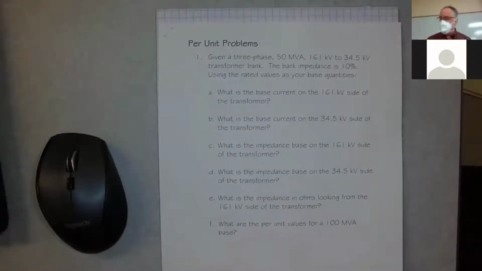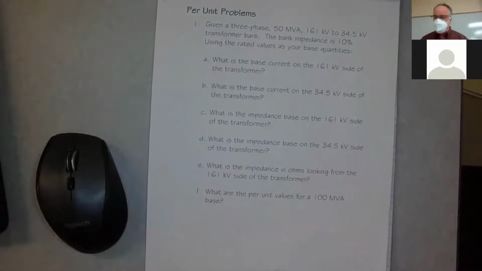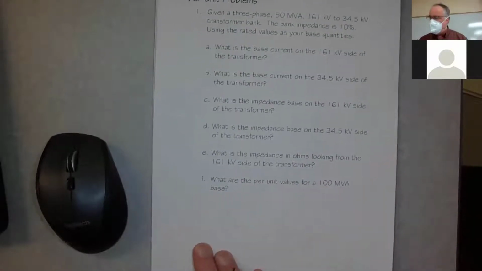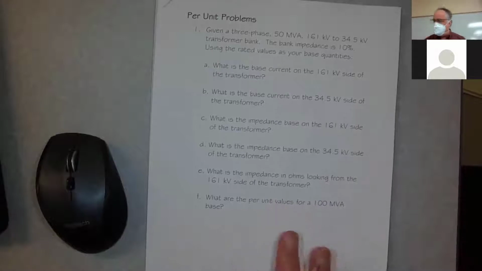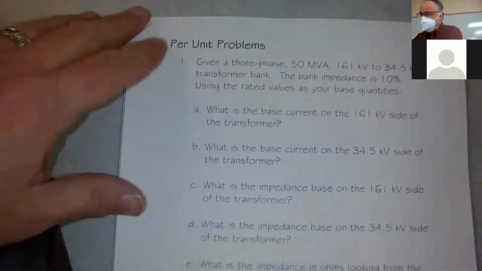Okay. So this is active learning. So you guys are going to have, working at the same time I do. Okay. So the first question says, what is the base current on the 161 kV side of the transformer? So how would we figure out that?